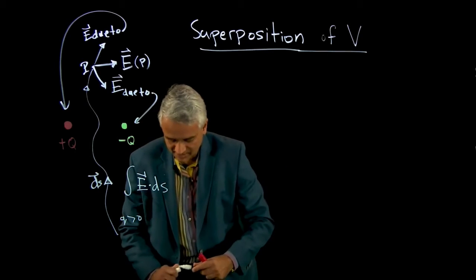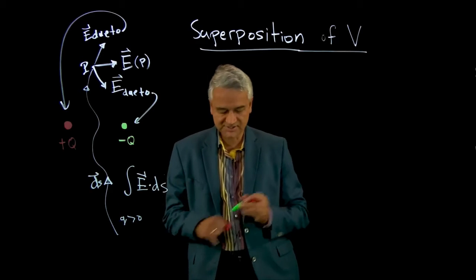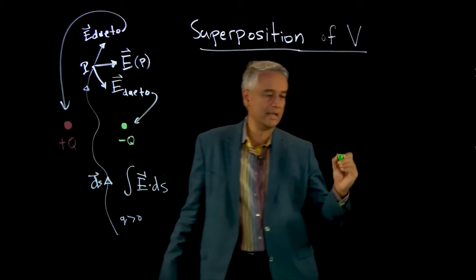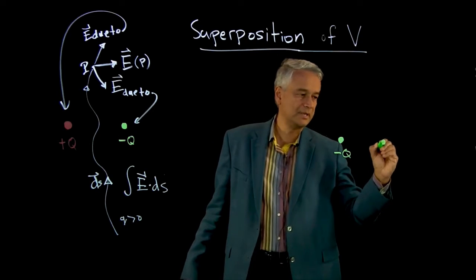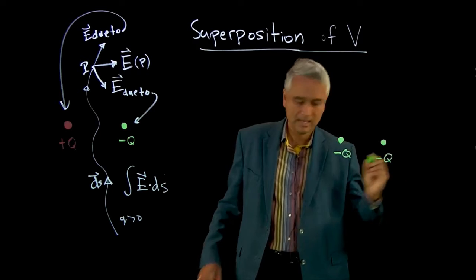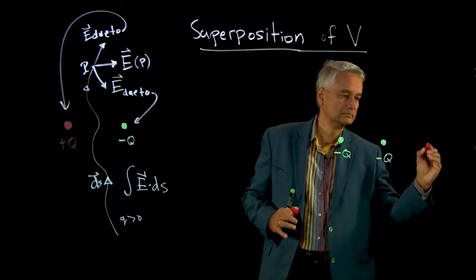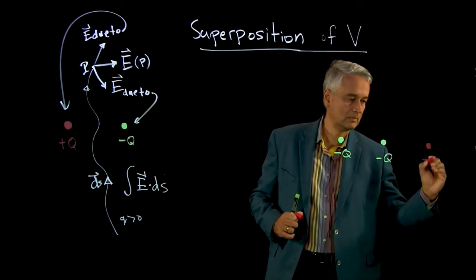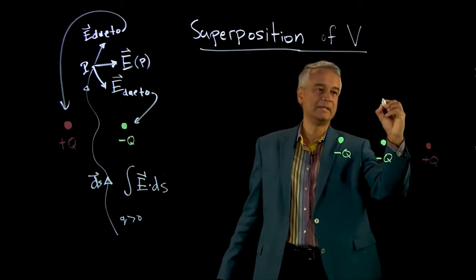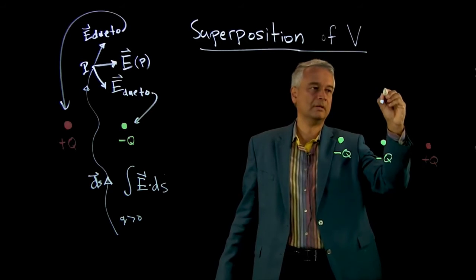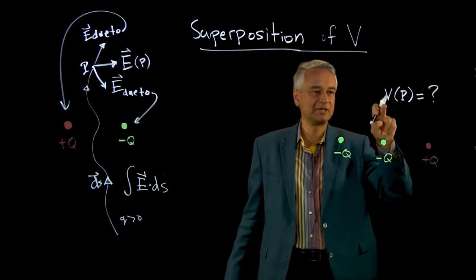To make sure that this is clear, I'm going to do a simple problem. I'm going to say that I have three charges. And let's say that I have a negative charge here, and a negative charge here, and a positive charge here. And what I want to do is calculate the electrostatic potential at a point P, and I'm going to choose this point here. And I want to know what is the electrostatic potential at this point.